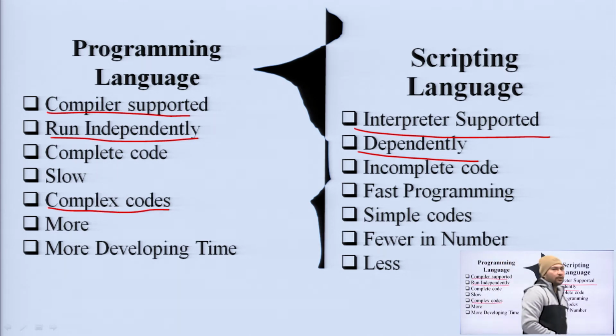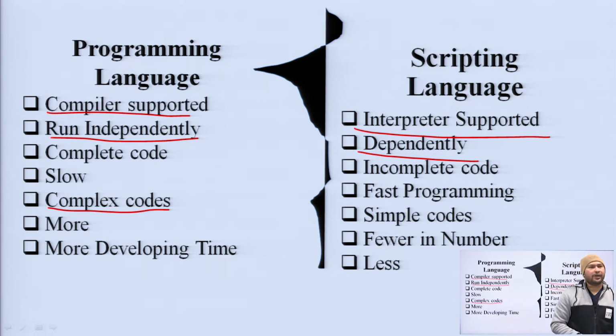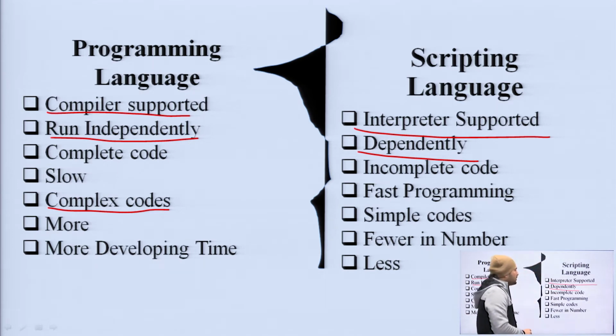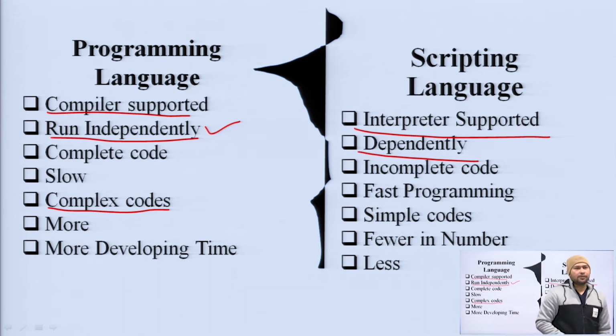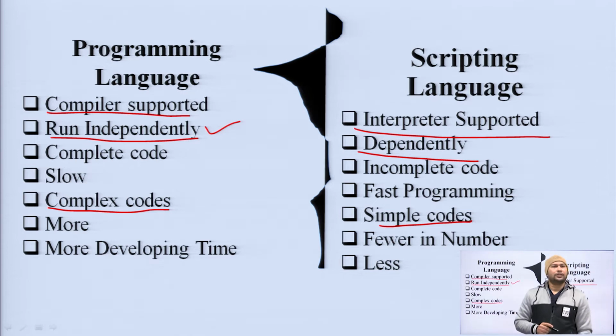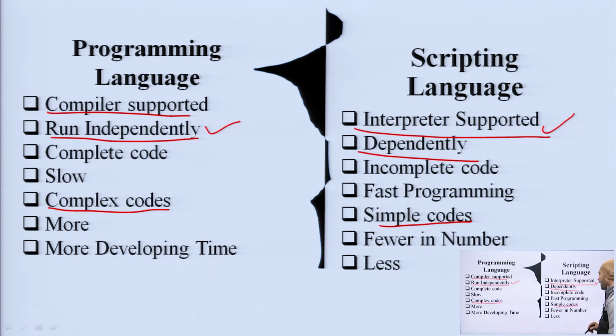The next thing is the codes are complex in the programming language. Like in C++, the codes are a little bit tricky and complex, but they can generate lots of varieties as compared to the scripting language, because the programming codes are totally independent. Once they are created, they become totally independent. The next thing is, in the scripting language the codes are simple. As we have seen, Python is a simple coded language, so it is coming from the scripting language. Since you are using the interpreter, the codes are very simple.